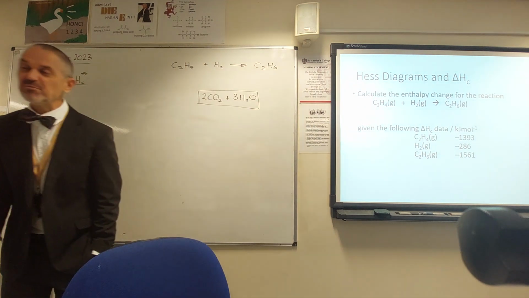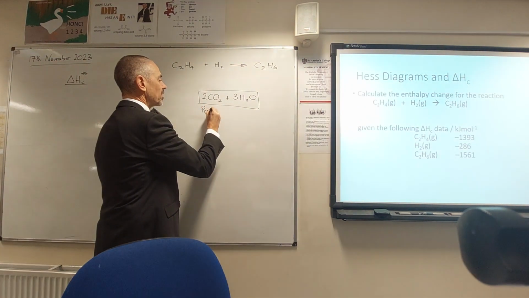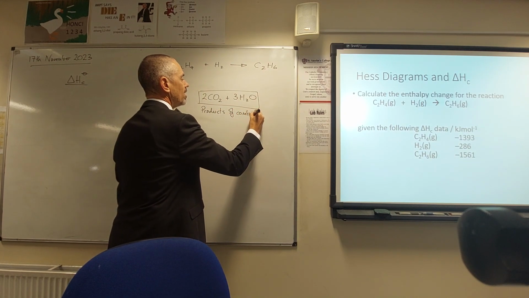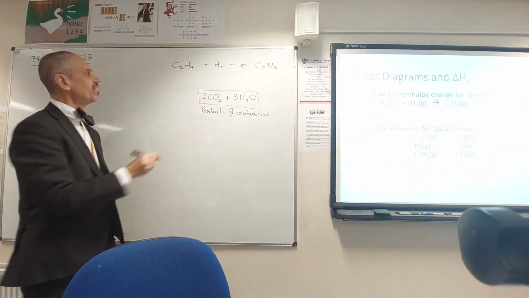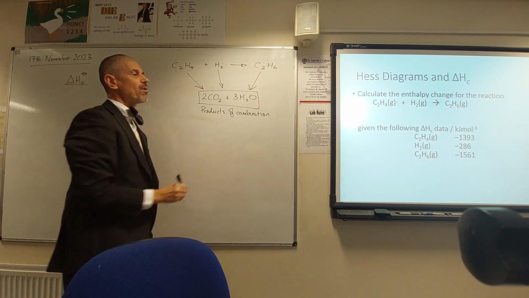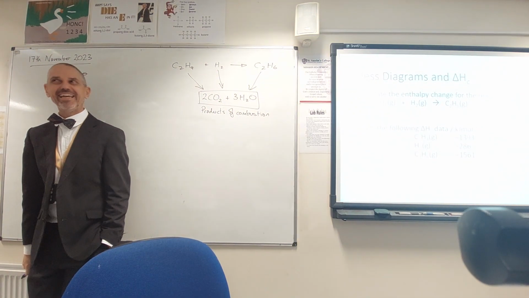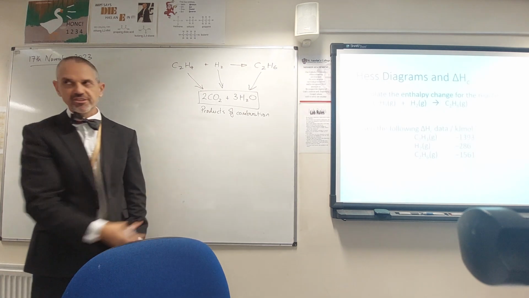So instead of the elements down at the bottom of my Hess diagram, it's now the products of combustion. And the arrows, and this is the really crucial bit, instead of going up, are now going down, because we're making ethene, hydrogen, and ethane into carbon dioxide and water. Okay, arrows go down.